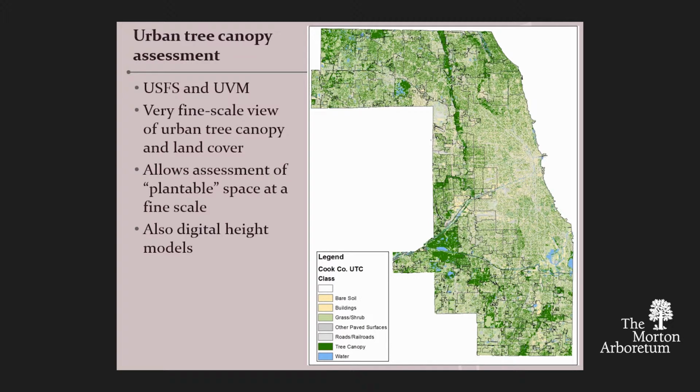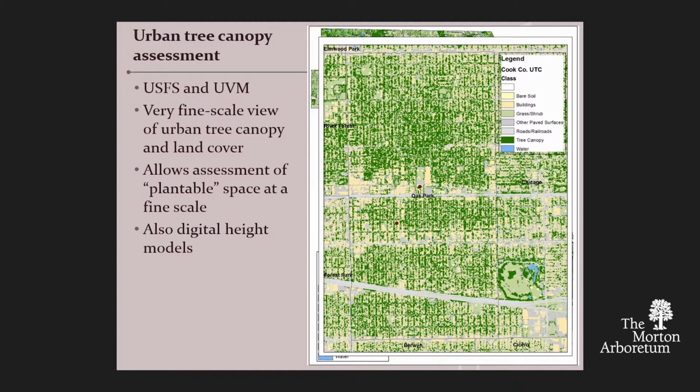We're doing this for the full 7 county region so that we can assess this huge metropolitan region that we have. And it gives you this really fine scale view of where tree canopy is and where there's plantable spaces, such as the football field behind the high school. Maybe we won't plant trees there, but it gives you a sense of where the tree canopy is.